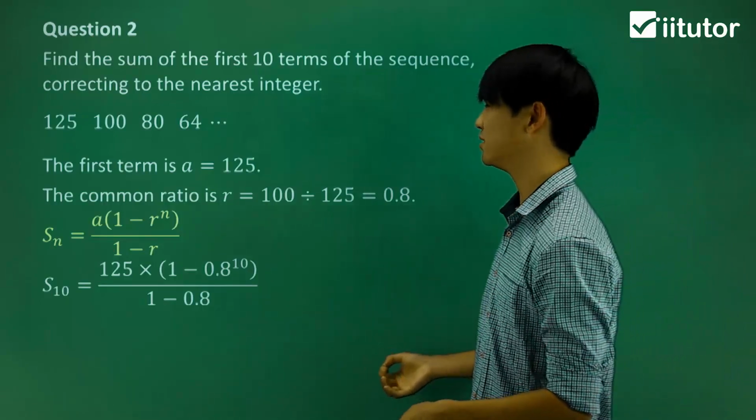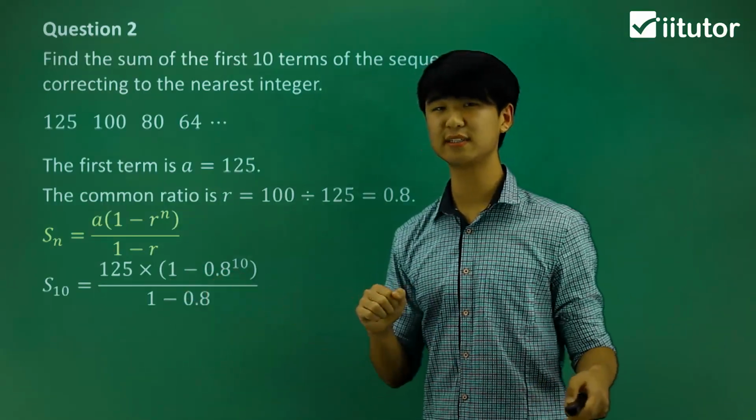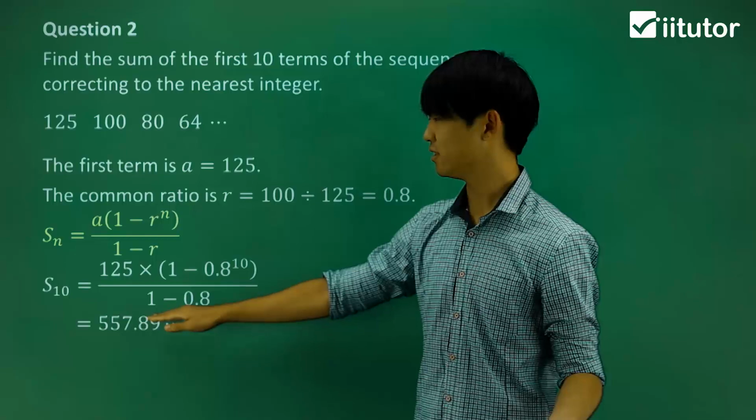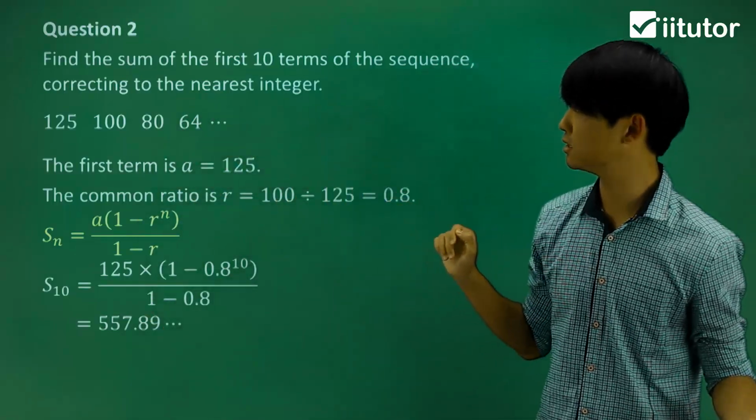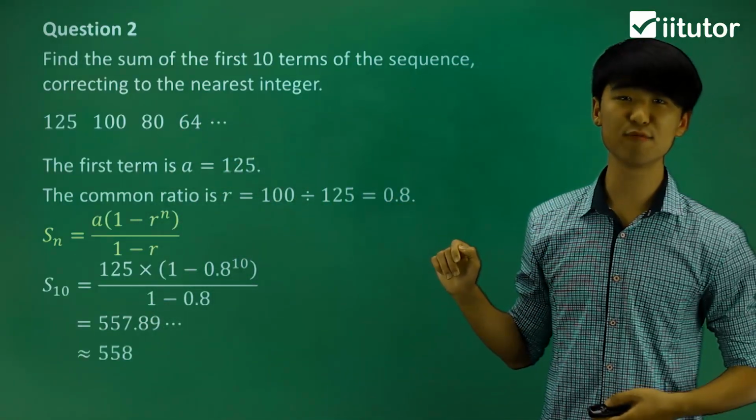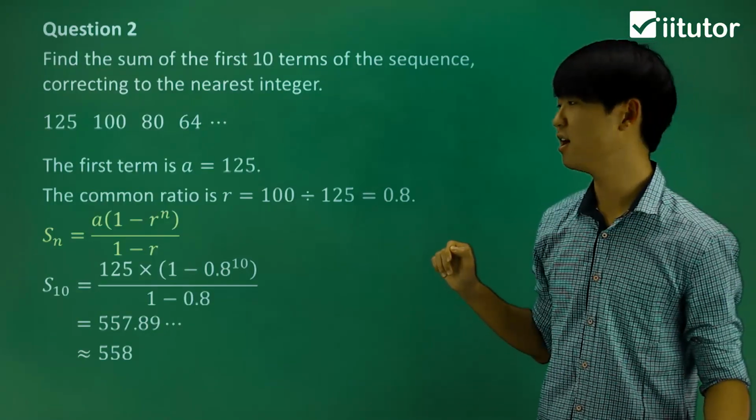So I'm going to sub all these numbers in, and if I just calculate this, then my sum will be this long decimal. But remember, we want to correct to the nearest integer. Then round it up. So it will be approximately 558.